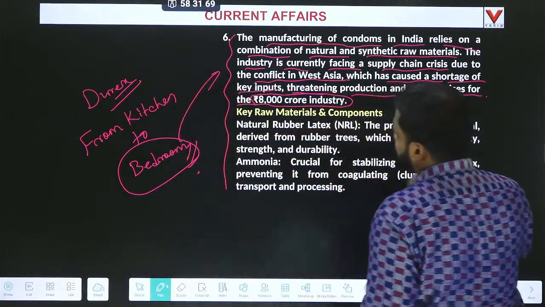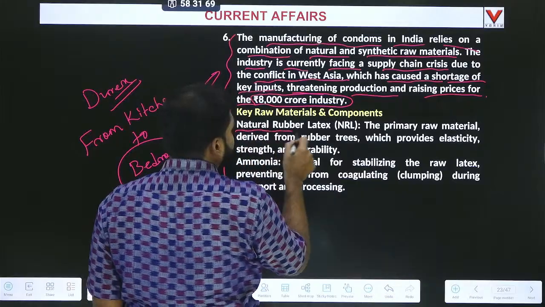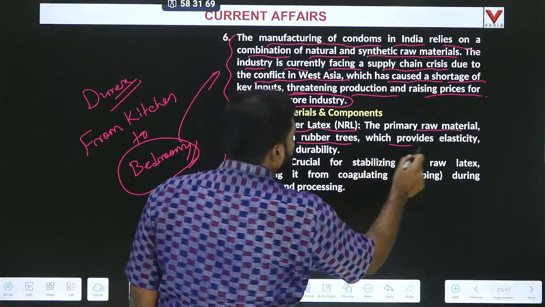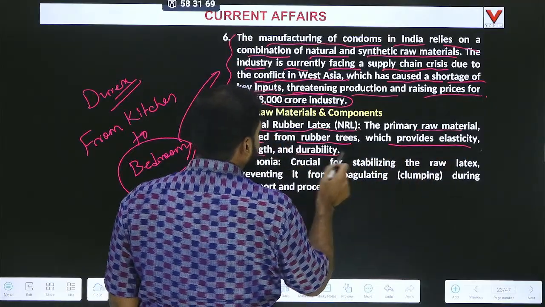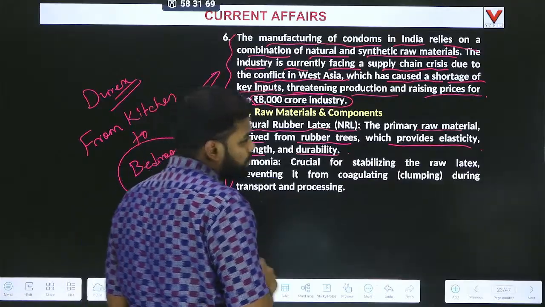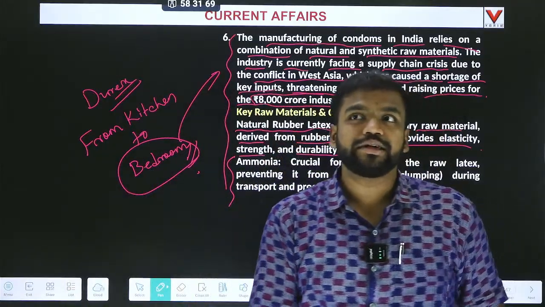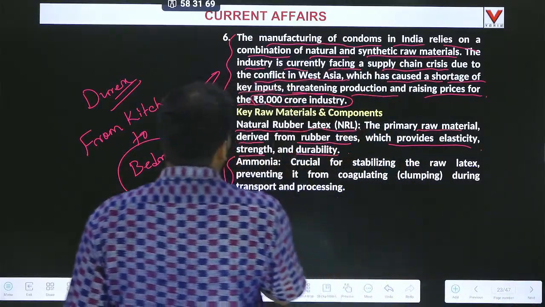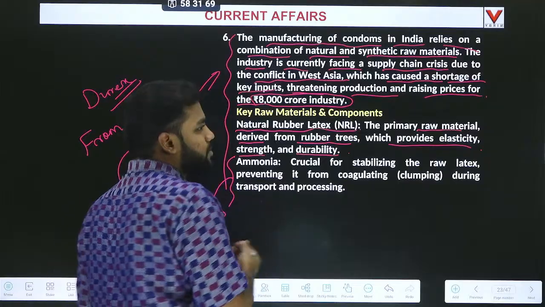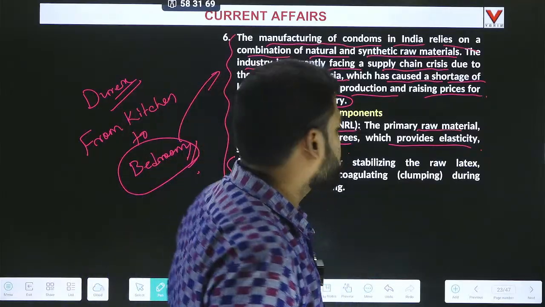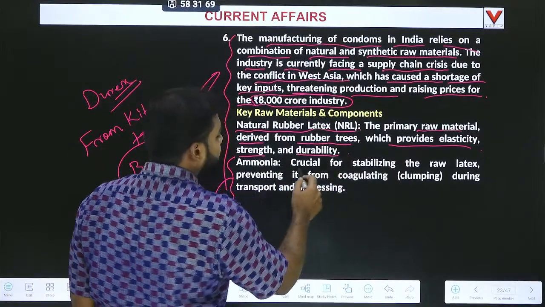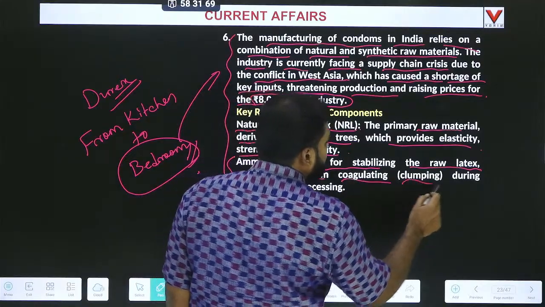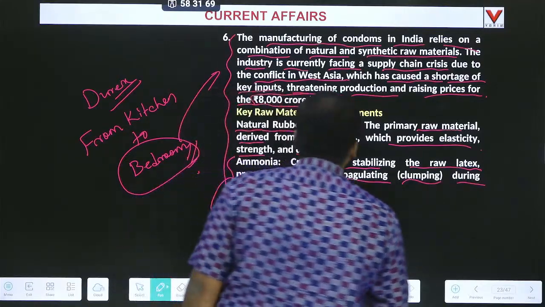Bedroom means they talk about condoms, okay? Key raw materials and components. Natural rubber latex, the primary raw material derived from rubber trees, which provides elasticity, strength and durability. See, we majorly import our ammonia. Almost 85% of ammonia is imported from outside. That's why if we have a shortage of ammonia, we cannot manufacture condoms, right? Ammonia is crucial for stabilizing the raw latex, preventing it from coagulating and clumping during transport and processing, right?